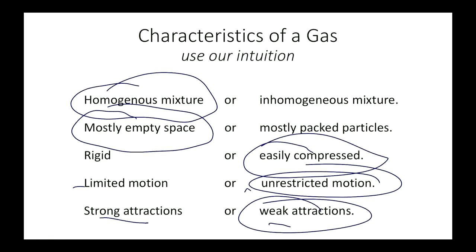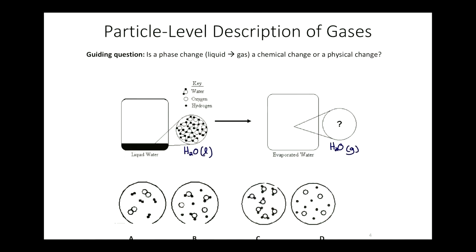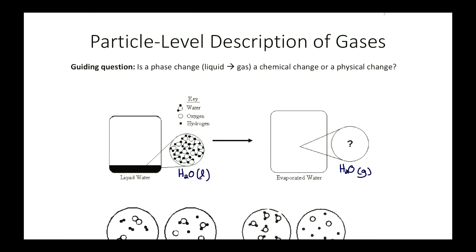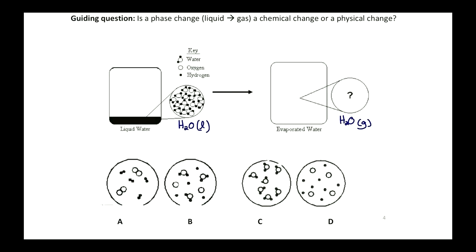Good? All right. So with that in mind, let's debunk some misconceptions of gases while we're here. Let's think about the phase change of turning liquid water to gaseous water, liquid to gas. Let's think about the particle view of what that looks like. So here's the particle view of H2O liquid. What would the particle view of H2O gas look like? Keep in mind what we said about what a gas looks like. So A, B, C, or D? C, yes, because when I turn H2O liquid to a gas, what kind of change is happening?